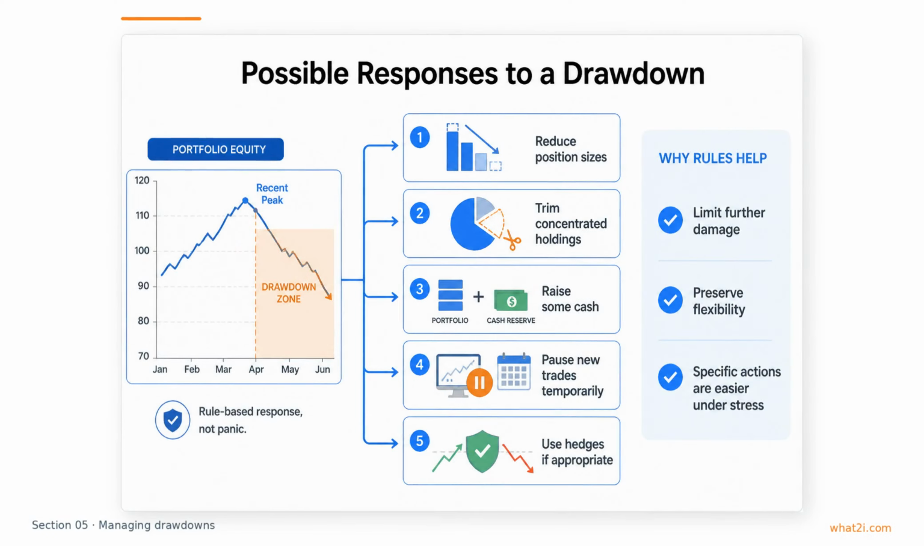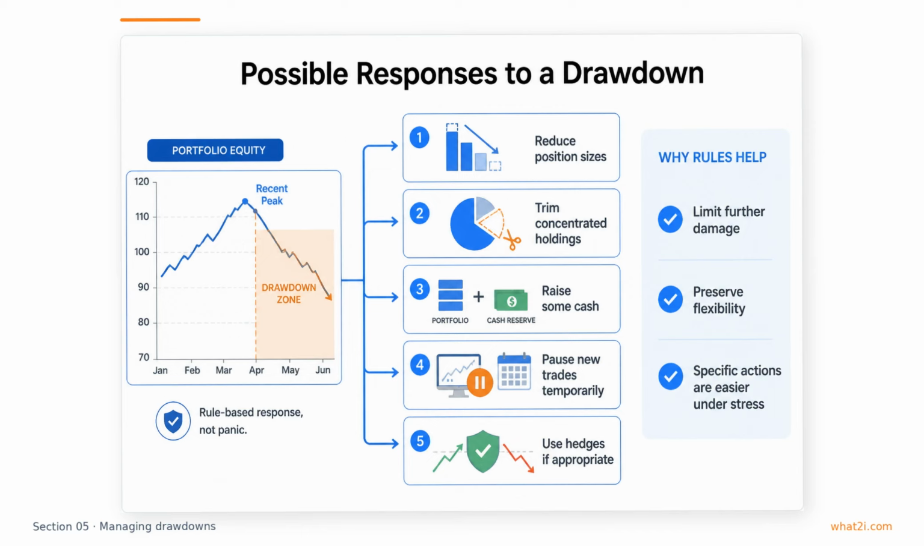A drawdown response should support disciplined action rather than panic. Depending on the strategy, that may mean reducing position sizes, trimming concentrated holdings, or raising some cash. In some cases, it can also mean pausing new trades temporarily until conditions stabilize. More advanced investors may use hedges when they are appropriate and well understood. The value of a rule-based response is that it preserves flexibility under stress. Specific actions are much easier to follow than vague intentions when the portfolio is under pressure.